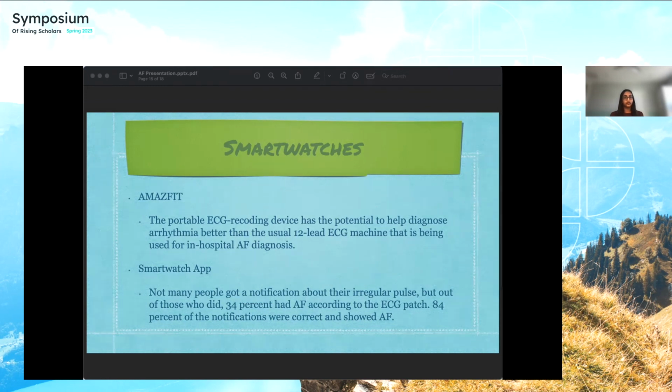In a study conducted with the smartwatch app, not many people got a notification about their irregular pulse, but out of those who did, 34% had AF according to the ECG patch. And 84% of the notifications were correct and showed that the patient had AF.